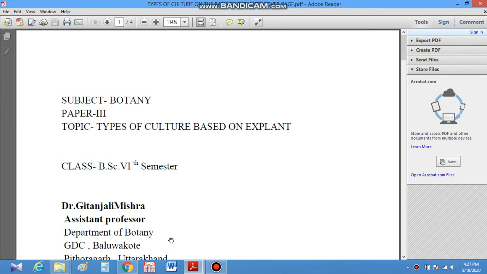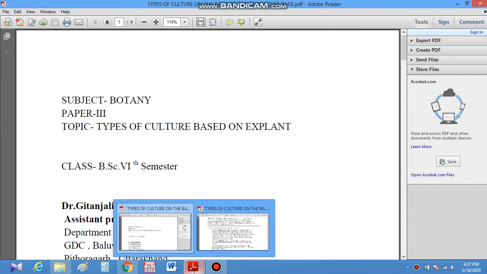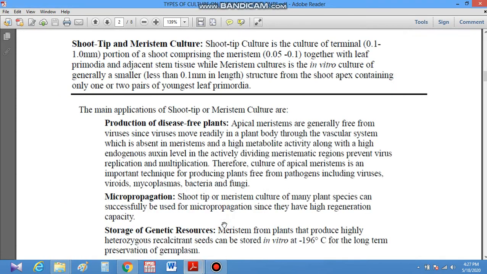Hello students. Today we are going to discuss the types of culture based on explant. We have previously studied that the explant is the part of the plant which is cultured, which may be root, stem, embryo, ovule, endosperm, or any meristematic tissue. Depending upon the plant part used as explant, plant tissue culture techniques are of many types. A few of them we will discuss here.